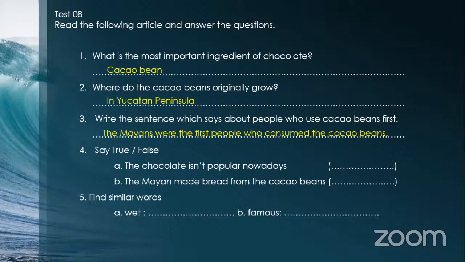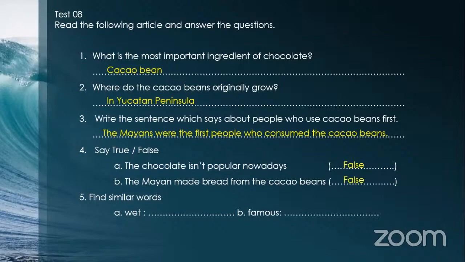Next one, say true or false. The first sentence, chocolate isn't popular nowadays. Chocolate is popular nowadays, right? So that is not true. It's false. Next one, the Mayans made bread from the cocoa beans. Nowhere in the text does it say they made bread from cocoa beans. So that also is false.